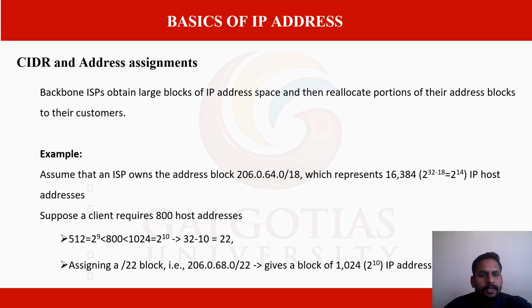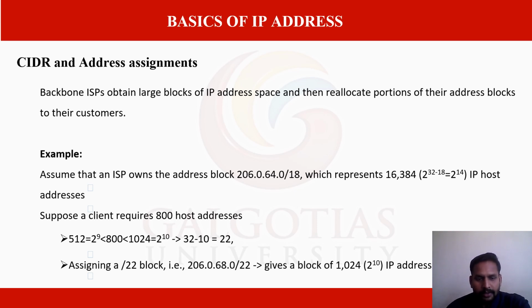Right? So you see here CIDR and address assignment. I'm giving one example for assigning IP addresses by using the CIDR concept. The question says: assume that an ISP owns the address block 206.0.64.0/18. We know that 206 is a class C type of IP address, and class C supports 24 bits of network prefix, but here we are using only 18 because I have given the notation /18.